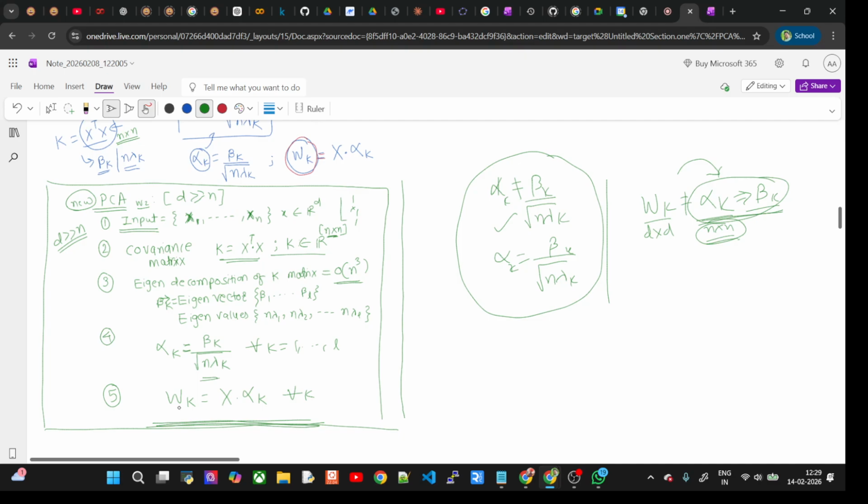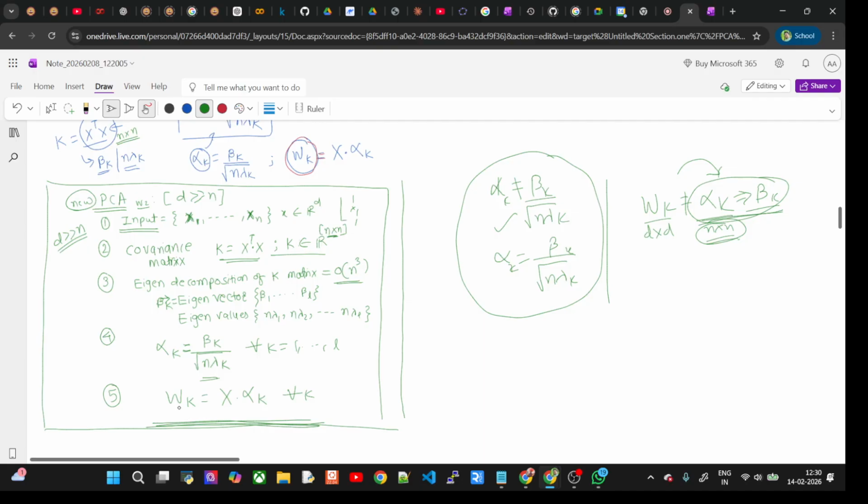You are trying to figure out wk, the eigenvectors, like the best line for the complete data set. Whatever data you have, you are trying to find the best line, which is wk. But wk is not immediately easy to find because it is d cross d, and the dimension d is greater than n. So that is the problem. So you said that you want to use x into alpha k.